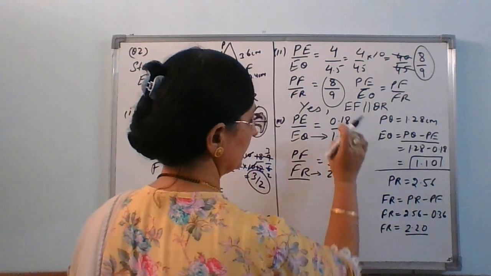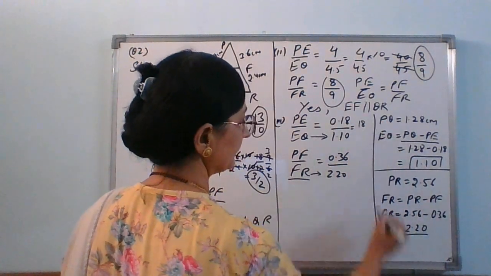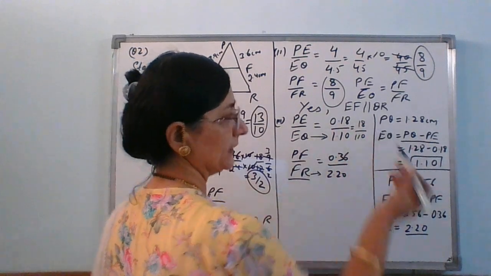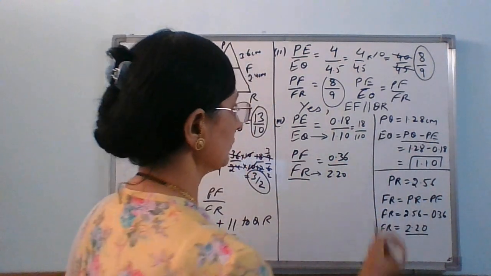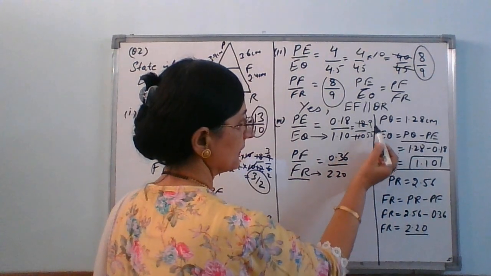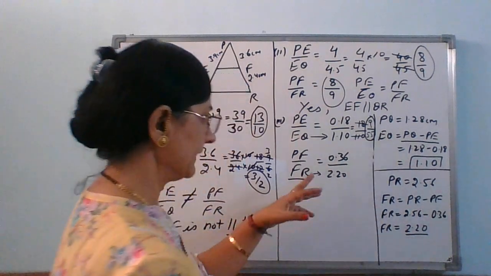Here, if we equalize the decimal places, this will become 18 upon 110, because with equal decimal places, 100 on top and 100 at the bottom will cancel out, right? So by the table of 2, 9 2s are 18, 5 2s are 10. So what is the ratio here? 9 upon 55. Let us check this one.